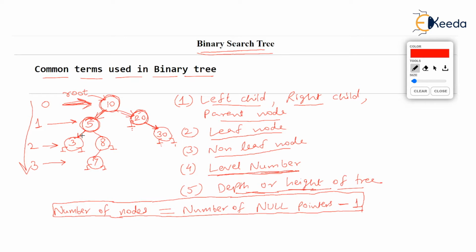Similarly, 30 is a leaf, isn't it? What is the length from root to this leaf? First edge up to 20 and second edge up to 30. But then 7 is also a leaf, isn't it? What is the length of the path from root to this leaf? First edge up to 5, second edge up to 8, and third edge up to 7.